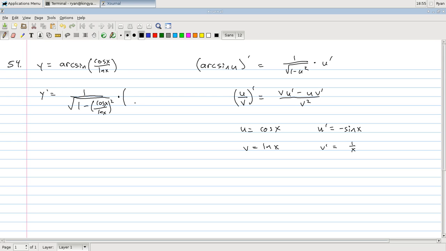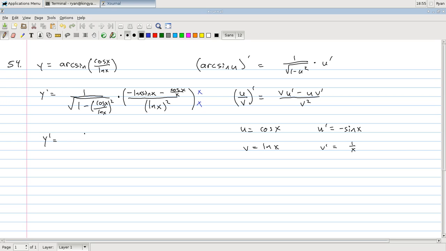So now plugging these into our quotient rule, we square the denominator, so we've got ln x squared, and then we've got v times u prime, so negative ln x sine x, minus u times v prime, cosine x times 1 over x. Now generally we don't like to have this complex fraction here, so what we'll do on this step is get rid of this x in the denominator by multiplying numerator and denominator both by x.